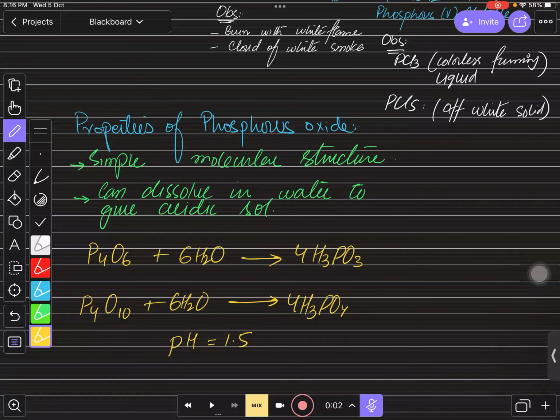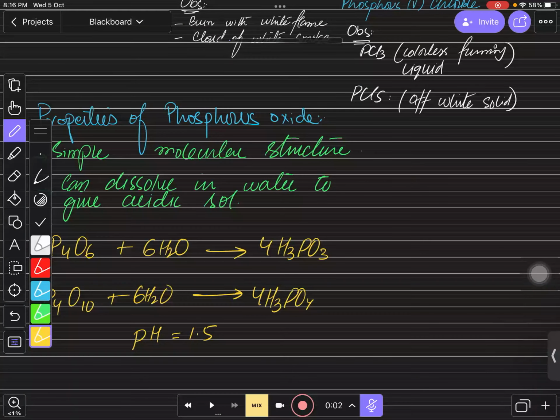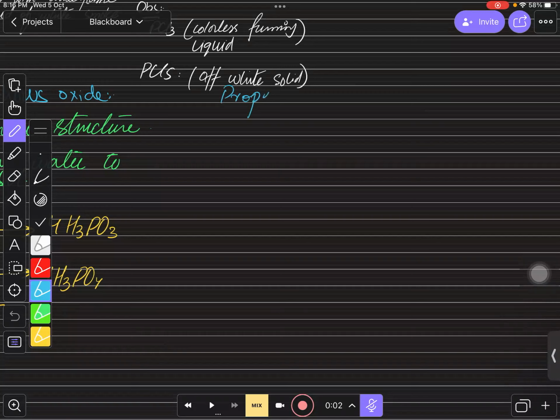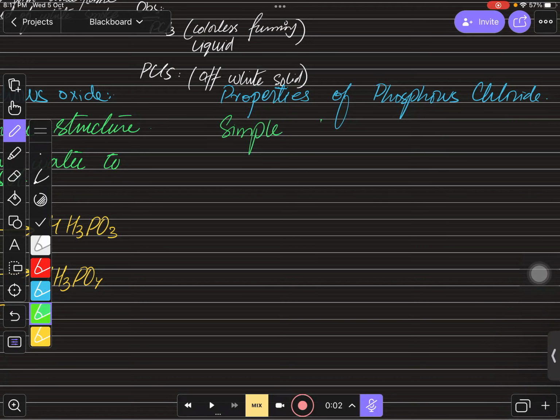And if you talk about properties of chlorides, I'm again not using the specific oxidation state over here, just as with phosphorus oxide, because I'm going to talk about them together, right? If you talk about the properties of chlorides, they also have a simple molecular structure because they are covalent compounds. They are simple molecular structures, right? And they both can dissolve in water as well.